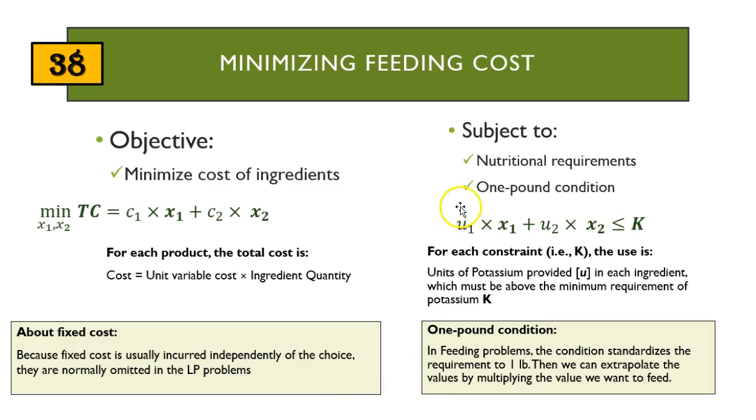In addition, we have one special condition. This condition is called the 1 pound condition. In feeding problems, this condition standardizes the requirement to 1 pound or 1 kilogram. In that way, we will know how much of each ingredient is needed to feed 1 pound of the mix to the cow or the cattle. Then we can extrapolate the values by multiplying the value we want to feed.